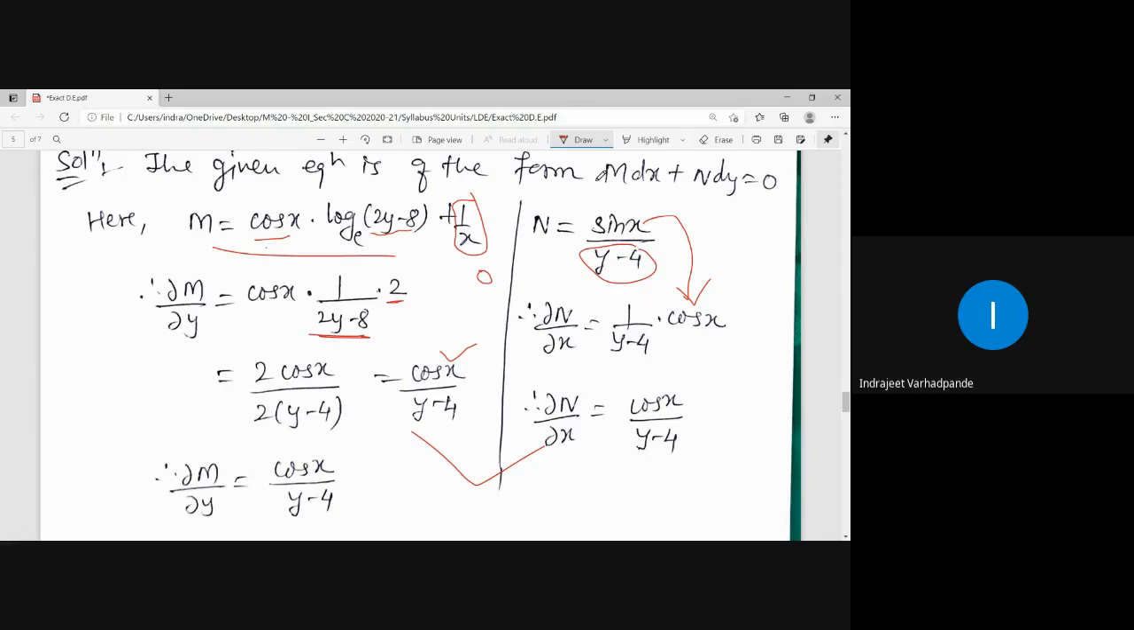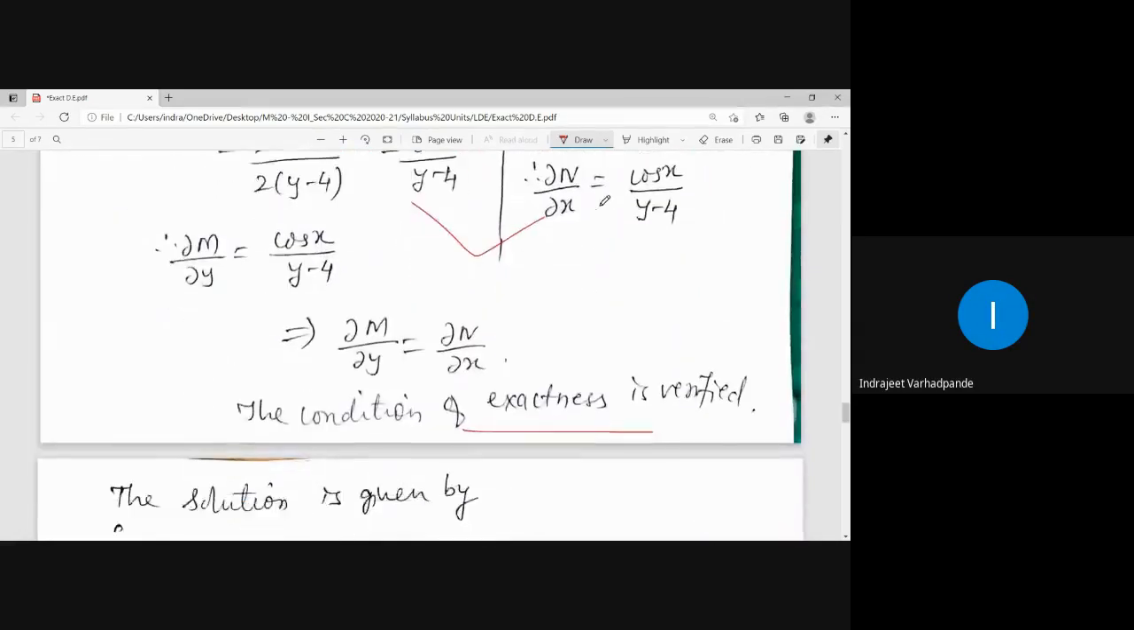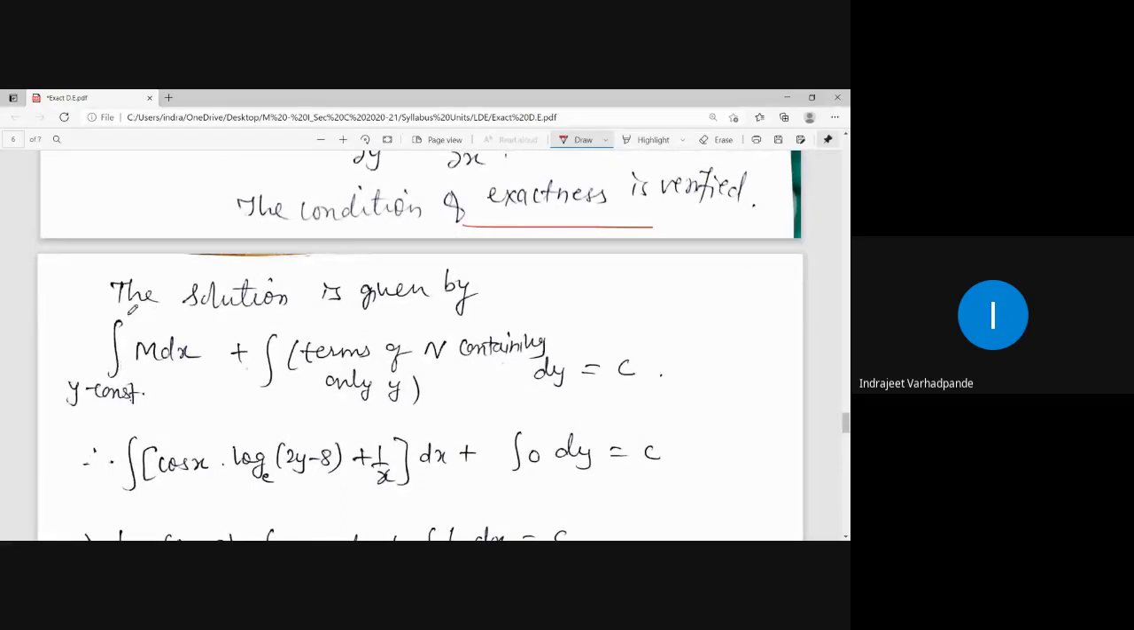Completed? Yes, sir. How is the solution written? The solution is given by integration of M dx keeping y constant, plus integration of terms of N containing only y dy, is equal to c.